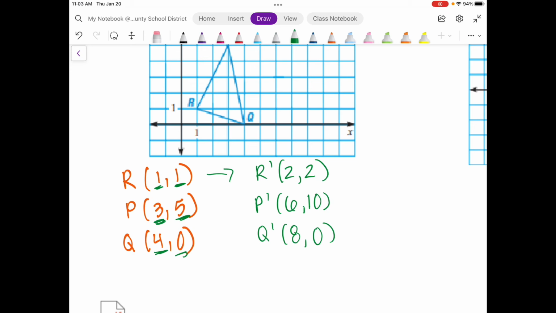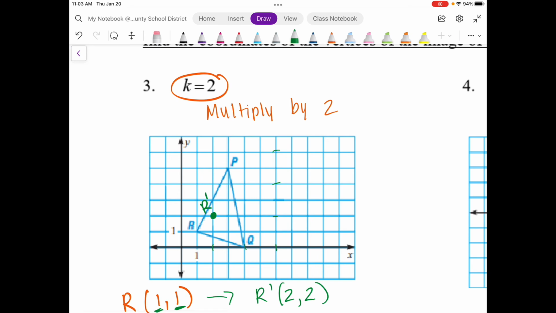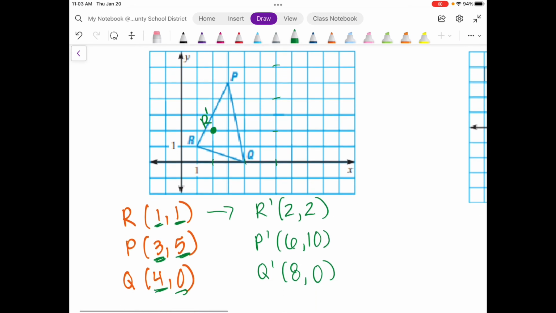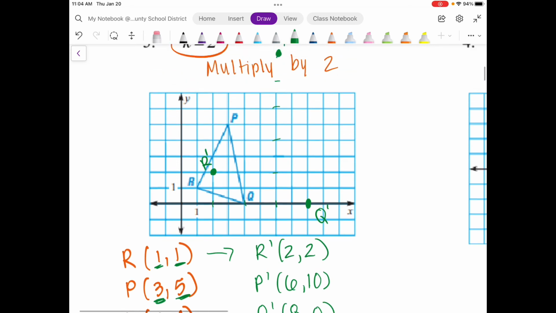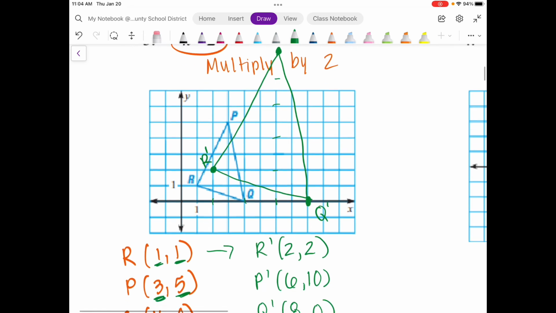So now I am going to graph or plot my new points. R prime, 2, 2, that puts me right here. P prime is at 6, 10, so 2, 4, 6, up 10, 2, 4, 6. We're going to go off 8, 10. We're going to approximate right over here. That's P prime. And then Q prime is 8, 0, so that would put me over here, Q prime. We're going to go ahead and connect our dots. Do your best to make it a straight line, and that is our new image.